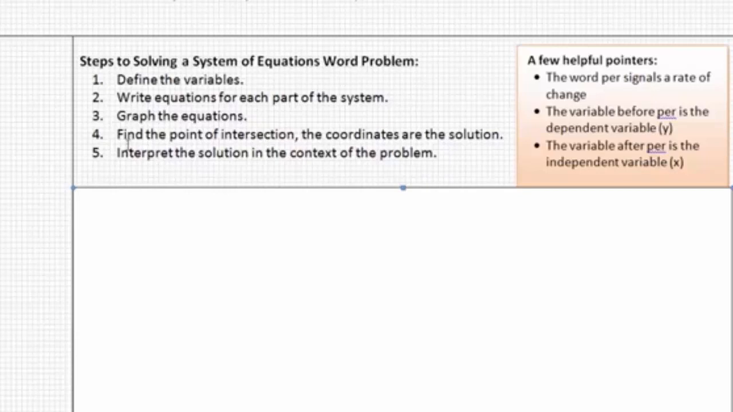So there are these 5 steps, and this is going to work every time you have to approach a word problem with systems of equations and solve by graphing.